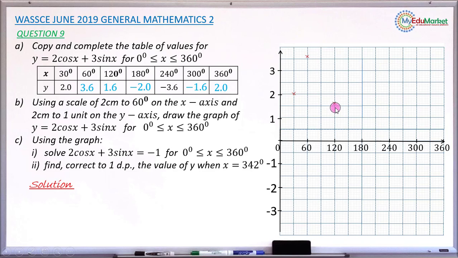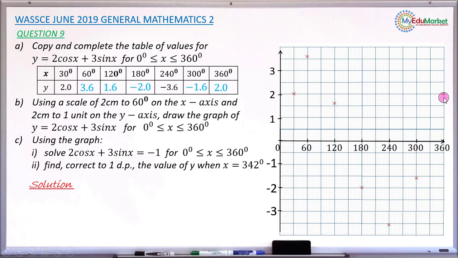So I will continue like that. x 180, y minus 2.0 will be here. Look at it. And the next point, x 240, y minus 3.6, will be somewhere here. Next, x 300, y minus 1.6 is now going to be somewhere here. And the last, x 360, y 2.0, is now going to be somewhere here.